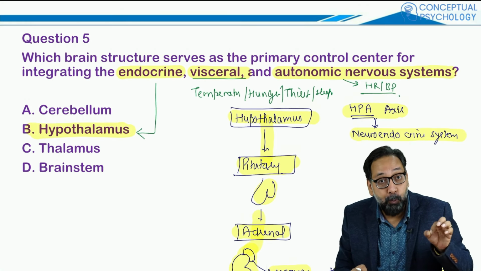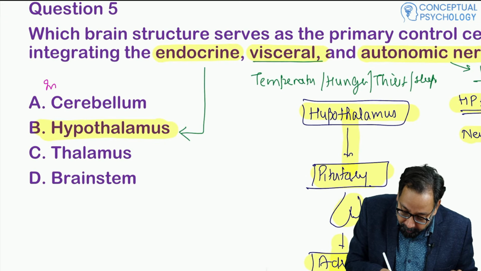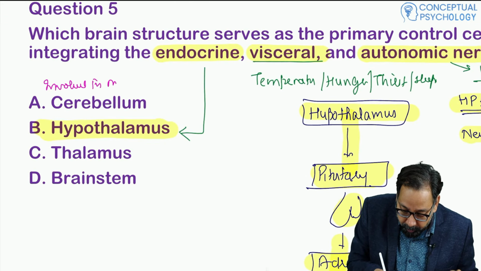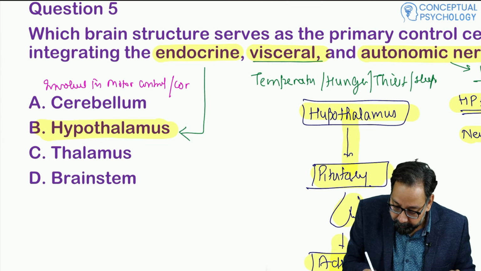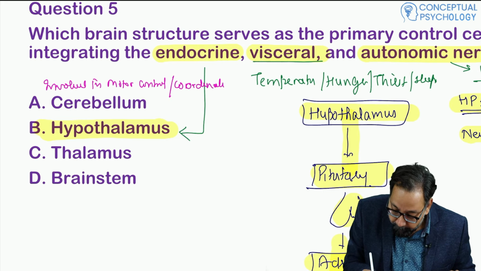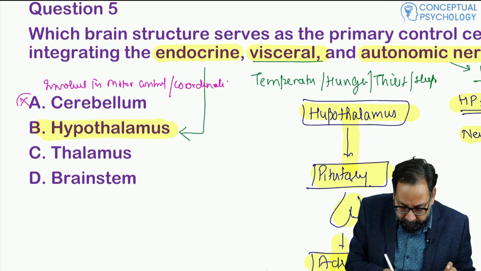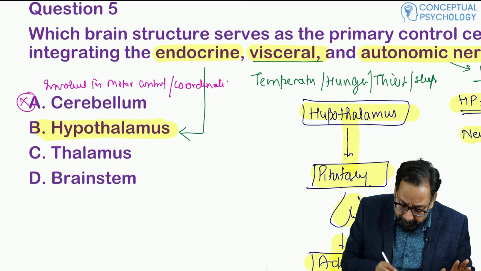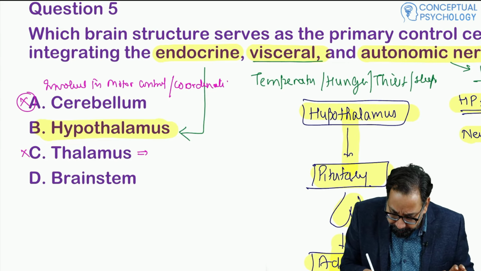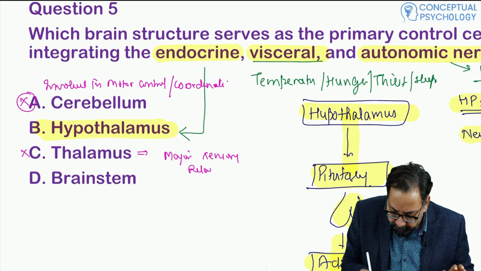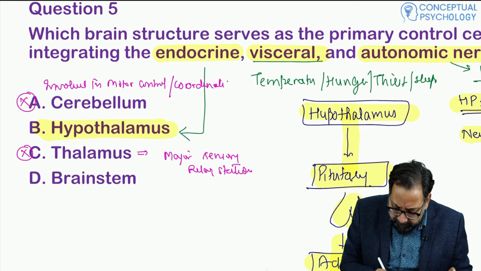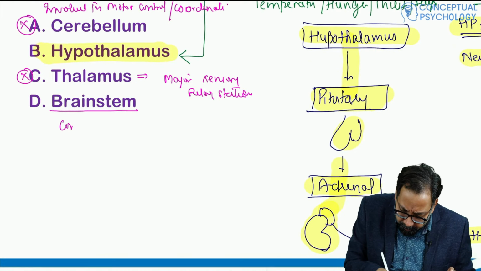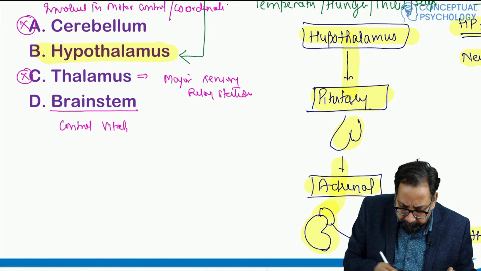Now we discuss the other options. Cerebellum is involved in motor control and coordination, with no endocrine role, so it can be ruled out easily. Thalamus is a major sensory relay station, again no endocrine role, ruled out. Brainstem controls vital autonomic function.